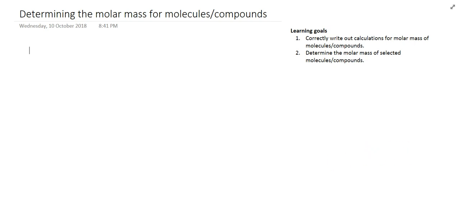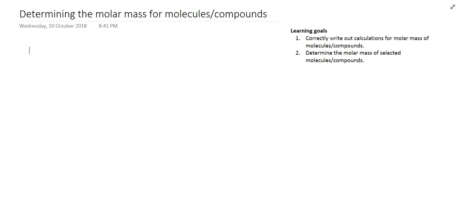Hey guys, in this video we're going to look at how one would determine the molar mass of molecules, that is, structures containing two or more atoms combined together, or compounds, so substances that consist of two or more different elements. So hopefully you've watched a video which introduces molar mass, and you know what molar mass is, and you can work it out for individual elements. Now with molecules and compounds it gets a little bit trickier.